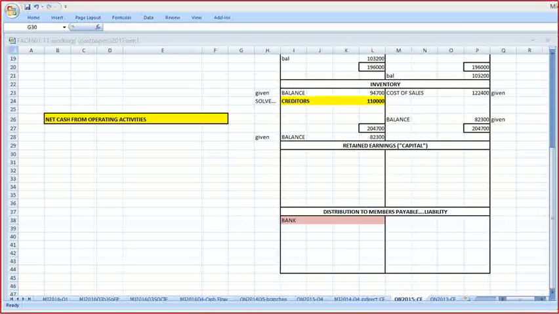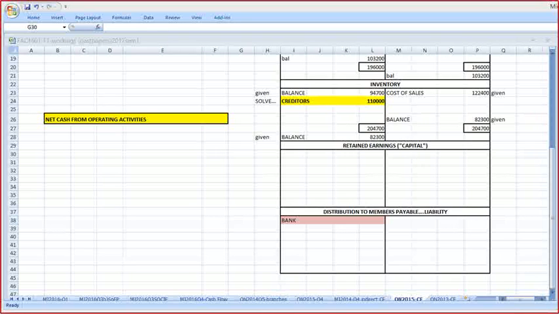In retained earnings, do we need to put the profit for the year? Well, let's think about it. Would the profit for the year affect retained earnings? Yes, it would. How would it affect it? Depending on whether it's positive or negative, it would increase the retained earnings.